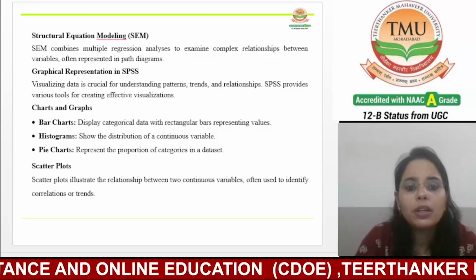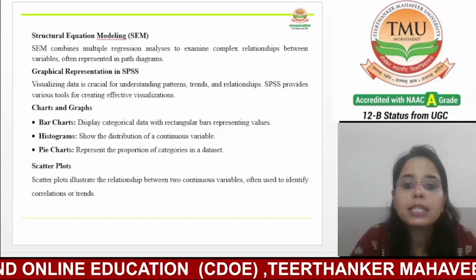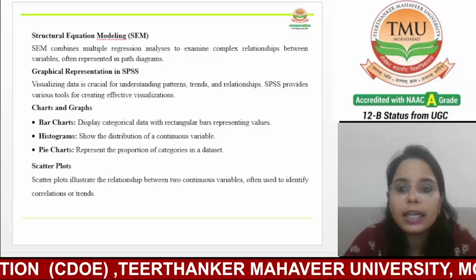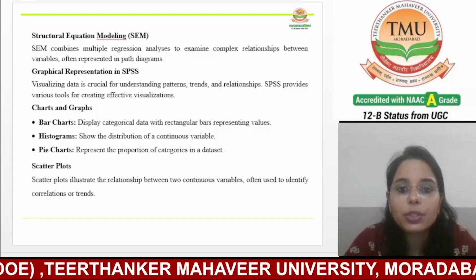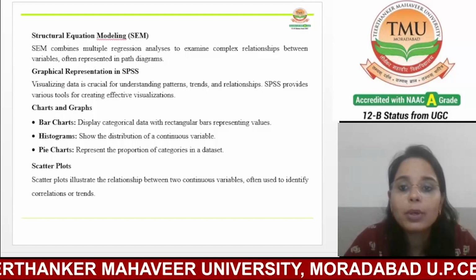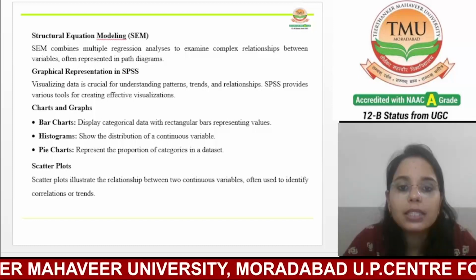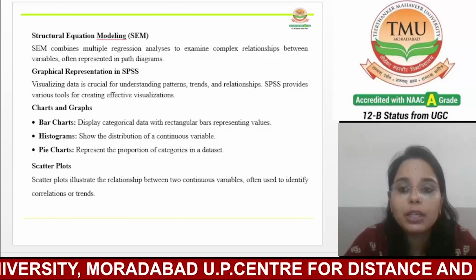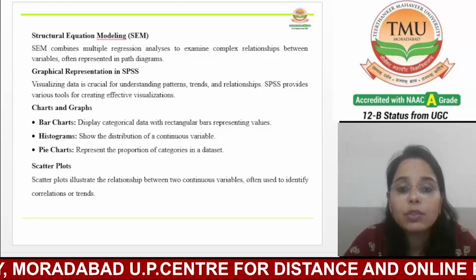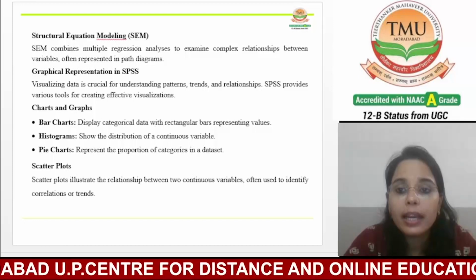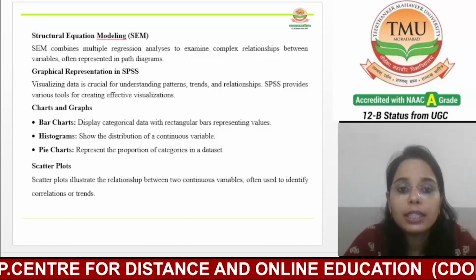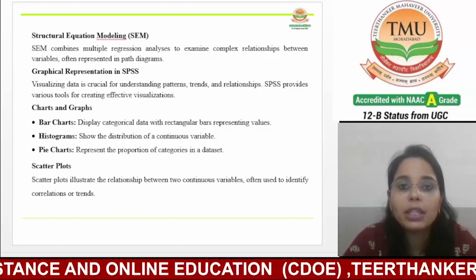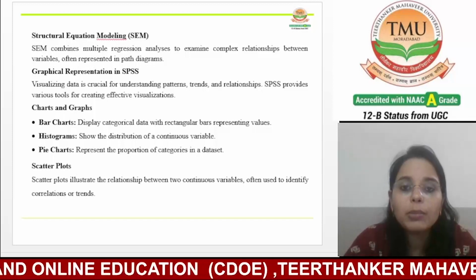The output from SEM includes the estimates of the path coefficients, which indicate the strength of the relationship, fit indices, which assess how well the model fits the data, and the significance tests, which evaluate the reliability of the estimated relationships. Fit indices such as the chi-square, root mean square error of approximation, and CFI. CFI stands for the comparative fit index, and these are commonly used to determine the adequacy of the model.